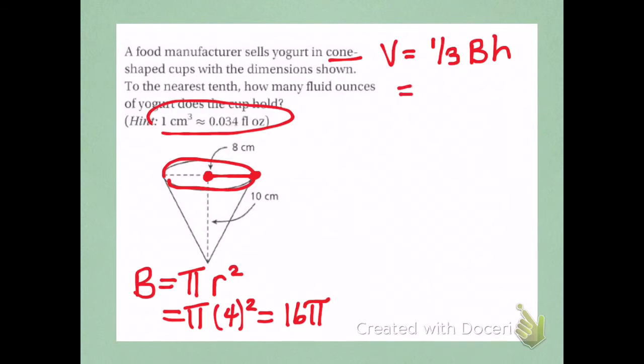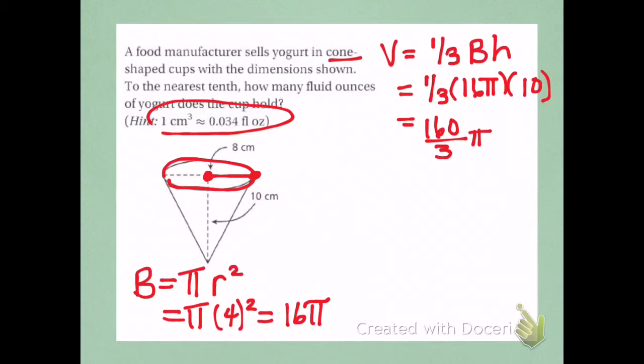Now, I need to put that in my formula. So I would say 1/3 times 16 pi times the height, which in this case is 10. So when I work that out, I say 1/3 times 16 pi times 10. And that's going to give me 160 over 3 pi. But it wants to know how many ounces, and this is cubic centimeters, because that's the dimensions that you were given. So to work this out, I need to set up my proportion.